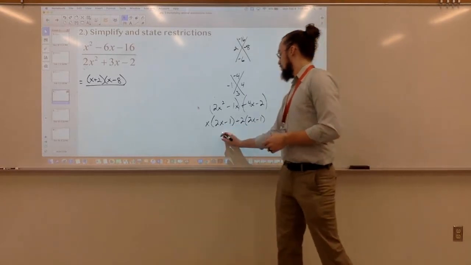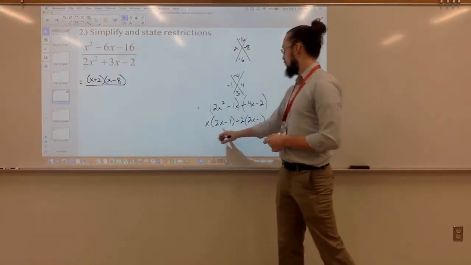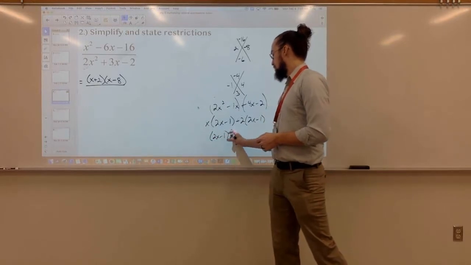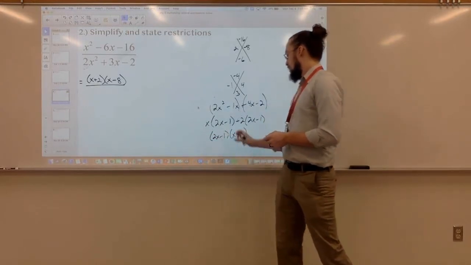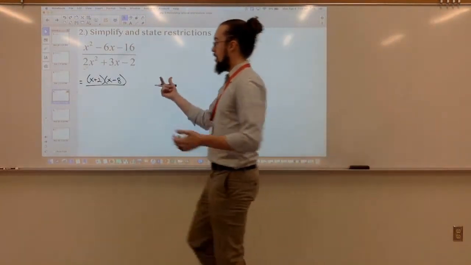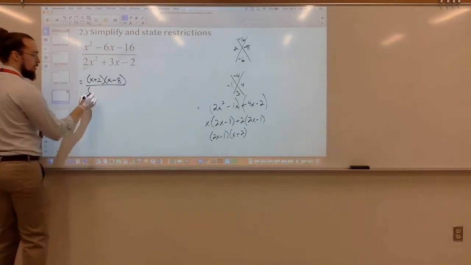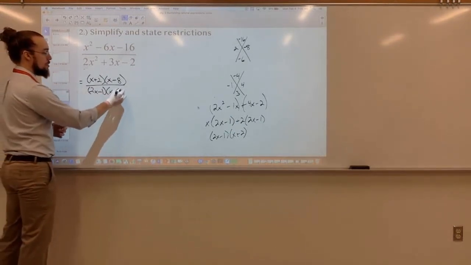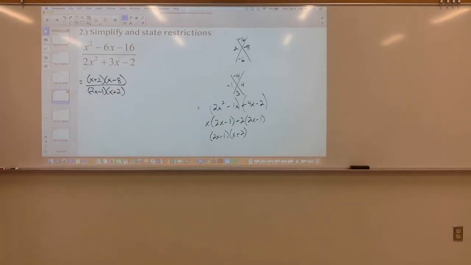So, since these two factors are exactly the same, this factor says 2x minus 1 and x plus 2. So, I can put these two factors down here now: 2x minus 1 and x plus 2. Now what?